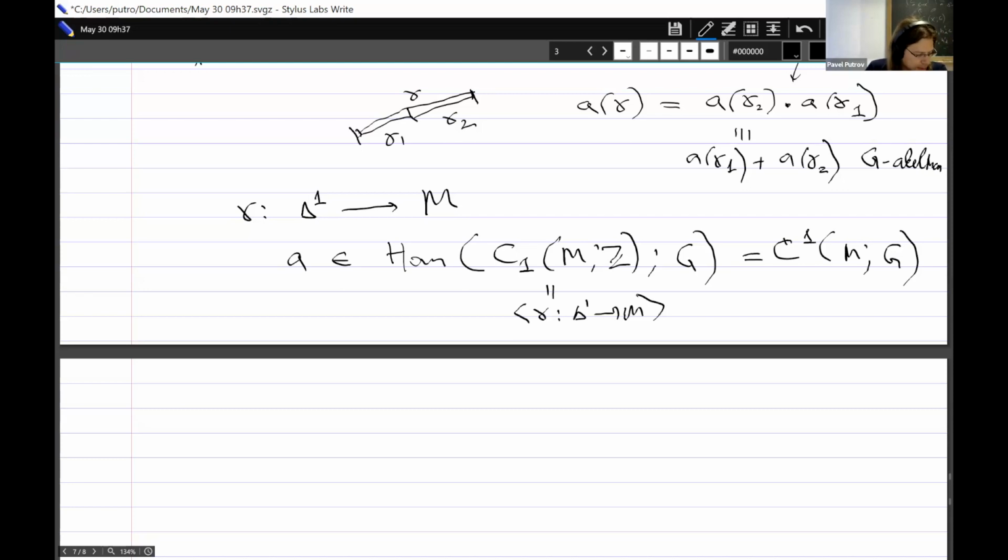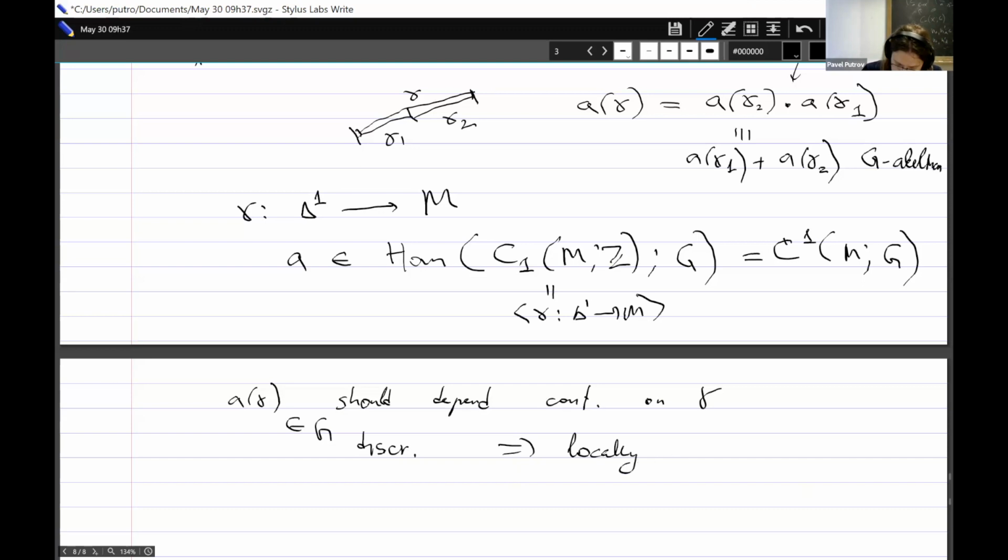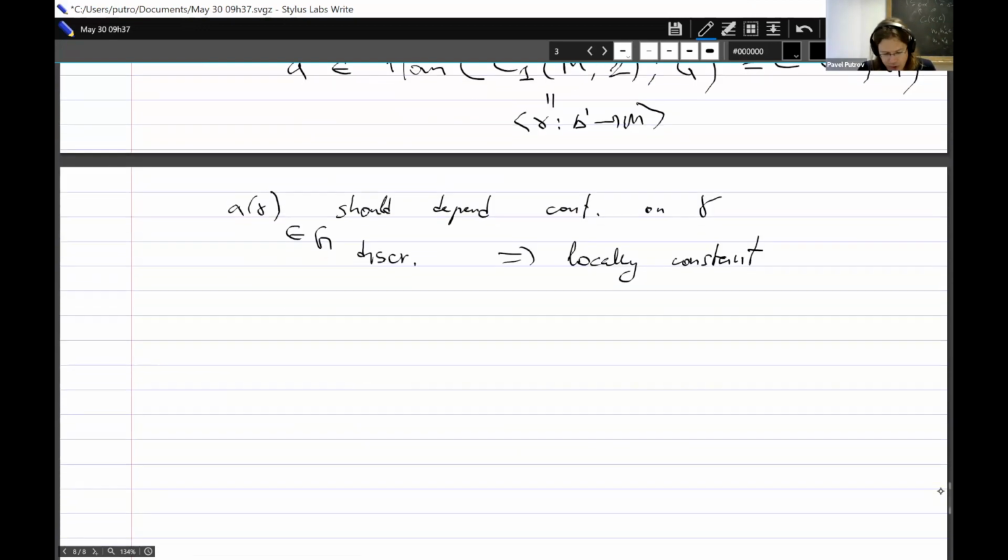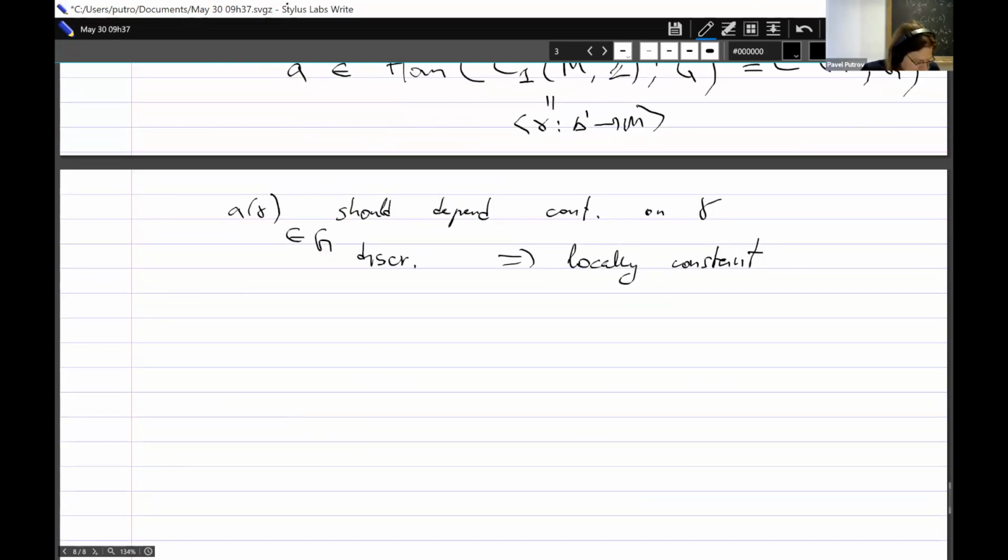So let me write it this way: A of gamma should depend continuously on gamma. Well, since it's valued in a discrete group, continuously means it's just locally constant. So if you change gamma a little bit, this shouldn't change. The A of gamma shouldn't change.